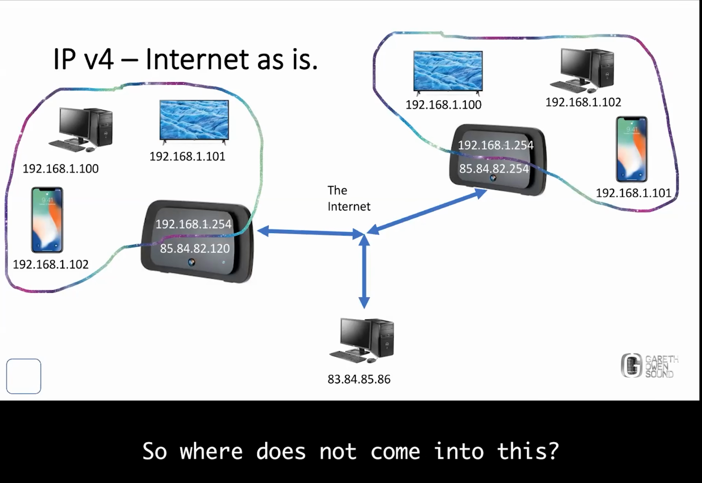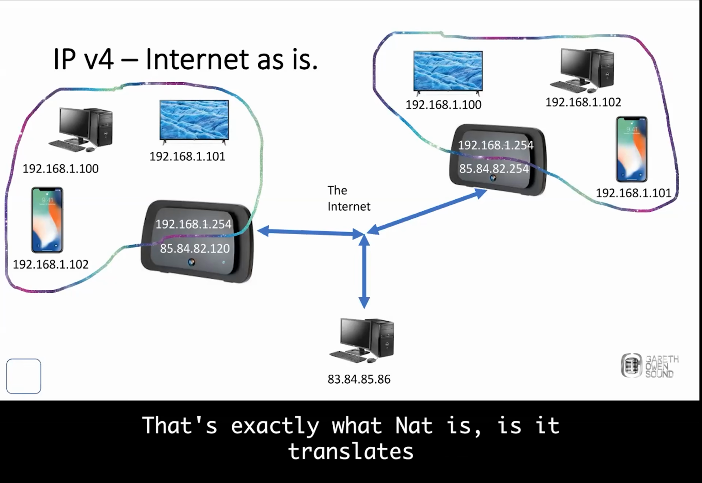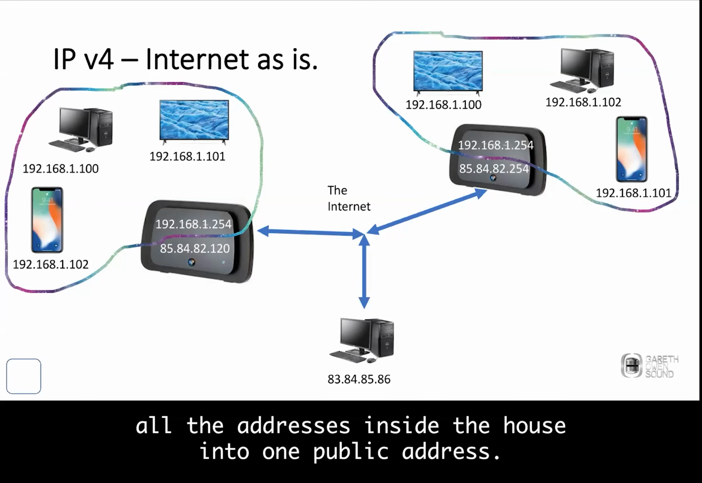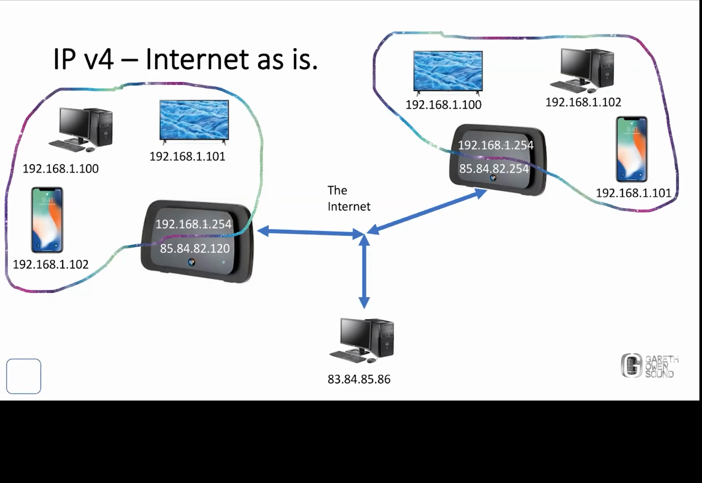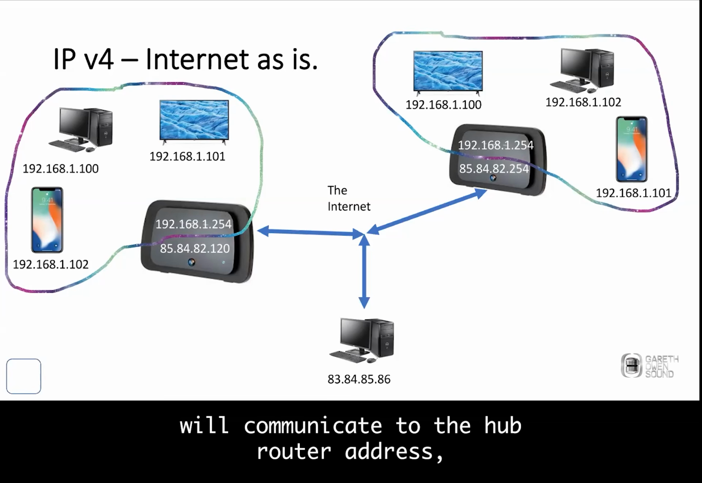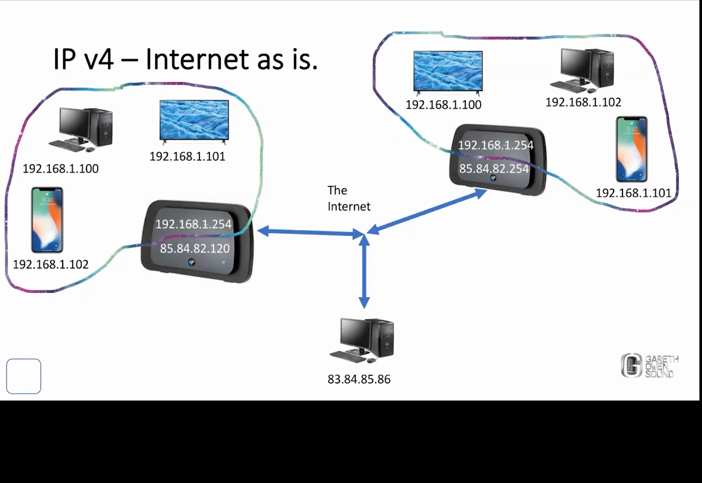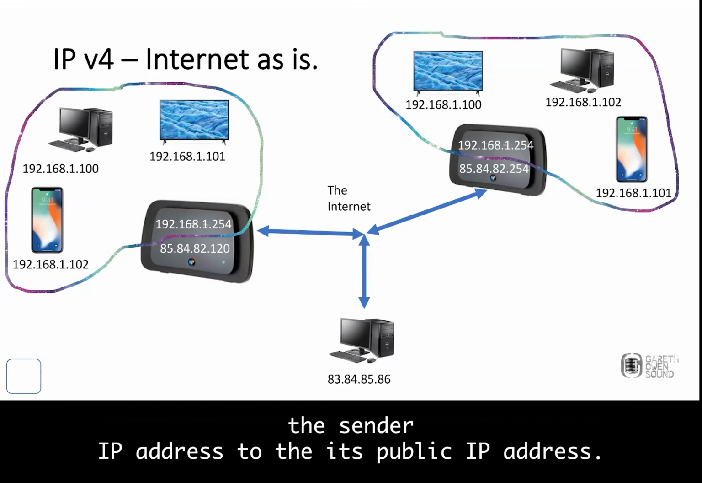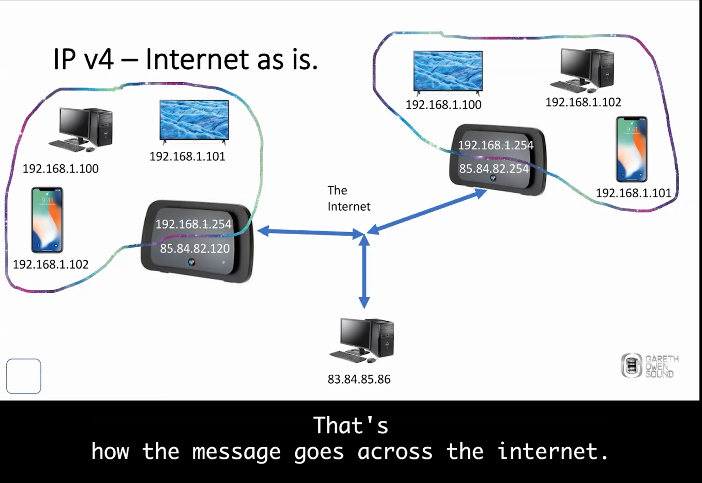So where does NAT come into this? That's exactly what NAT is. It translates all the addresses inside the house into one public address. So any device in the house that wants to talk to the internet will communicate to the hub at the router address, and the router will translate the sender IP address to its public IP address. That's how the message goes across the internet.